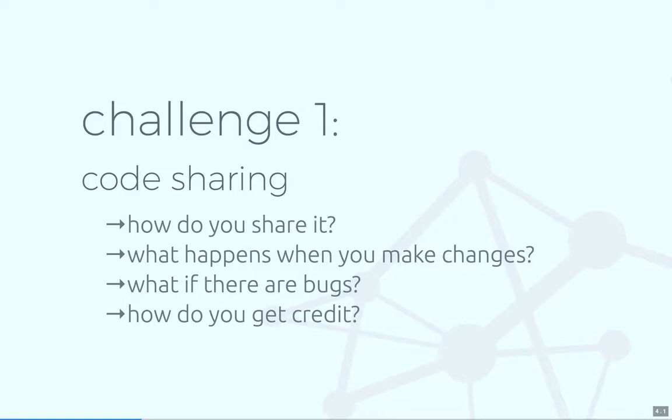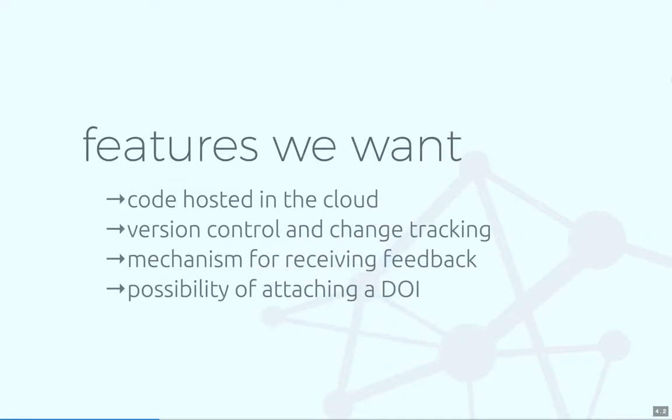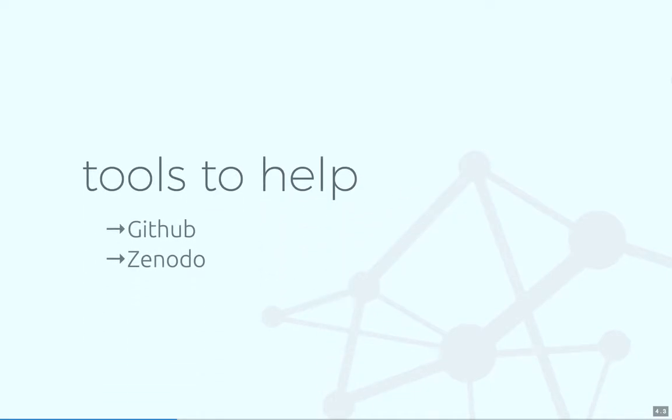open. And really, there's two major tools that can help you get there. Our proposed solution will be to host the code in the cloud. We're going to version control and track changes. We'll have a mechanism for receiving feedback and the possibility of attaching a digital object identifier, or DOI, so that people can cite us. So as I mentioned, there's two major tools that'll help with this. GitHub will do most of the heavy lifting, and Zenodo will give us a DOI as well.